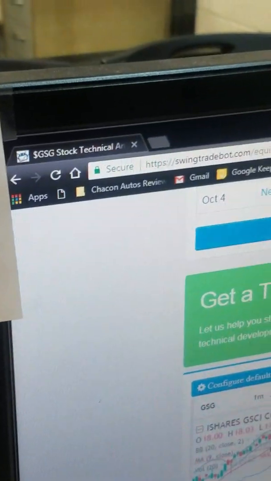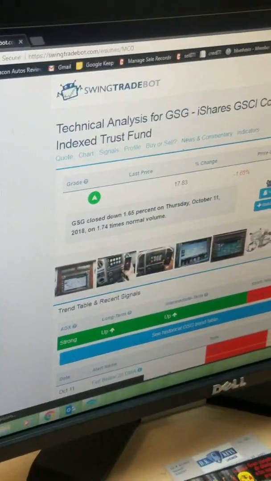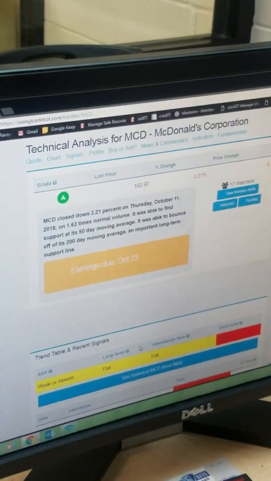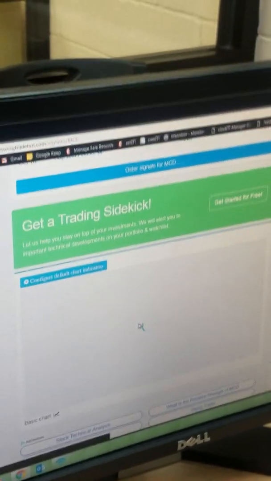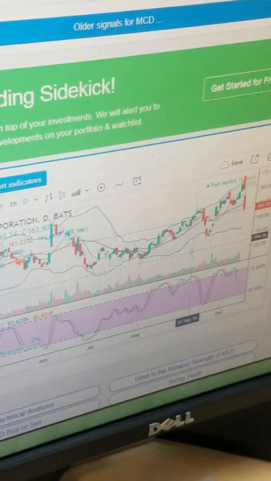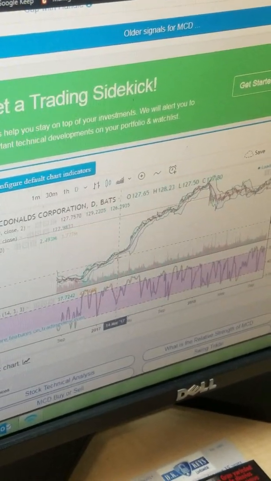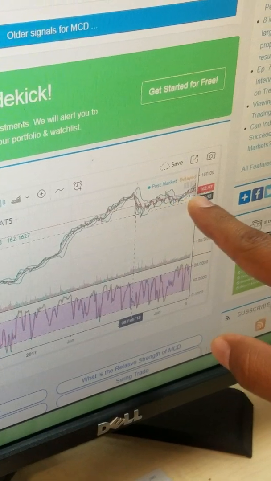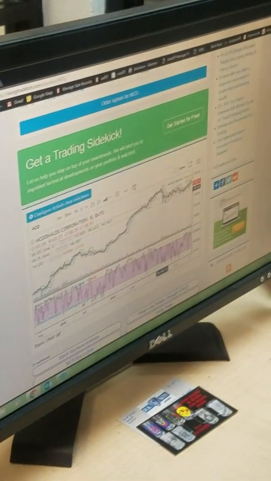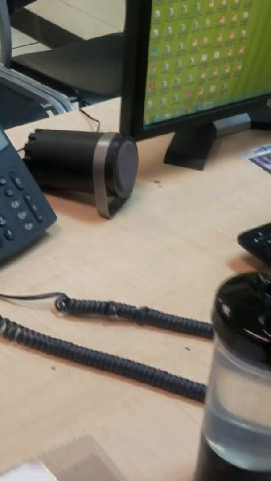So it's Swing Trade Bot. Let's say you want to buy McDonald's. Right now it says, look, it's flat. It's not going nowhere. Just because you see something doesn't mean you need to buy it. So right now, it's pretty flat. That means it's not making you any gains. There was a gain from here, but from that point on, it's flat. That's called trending sideways. It's not going good or bad. It's not making no money.